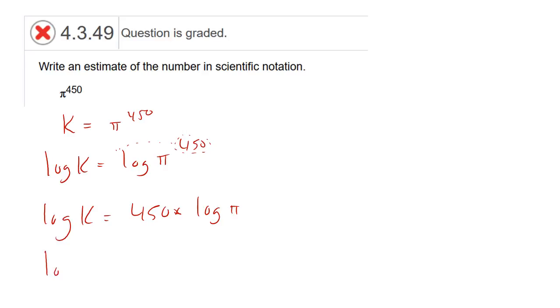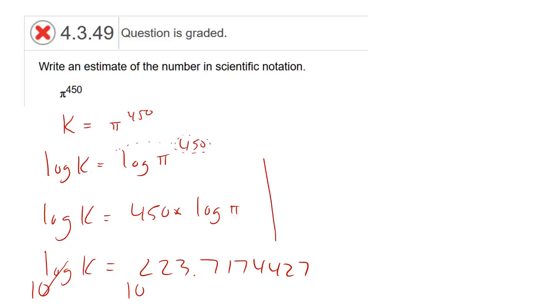And then this one, again, don't estimate yet, but you're going to use a calculator here in order to determine what that would be. All right, and what we'll get is 223.7174427, and it just keeps on going. All right, then we're going to put a base of 10 on both sides here as we bring it on. This is canceling. Let's finish it off here.